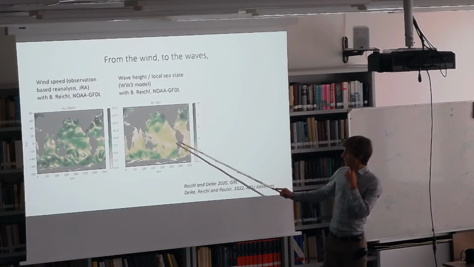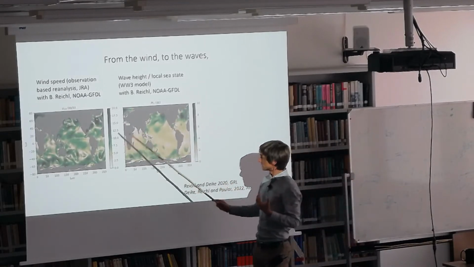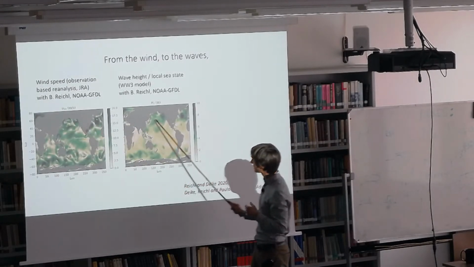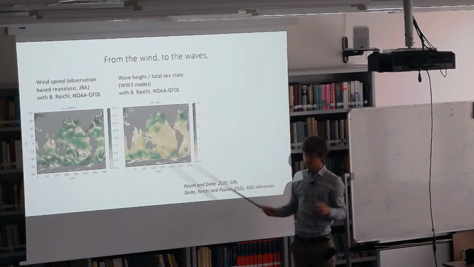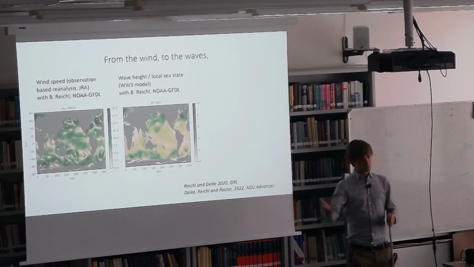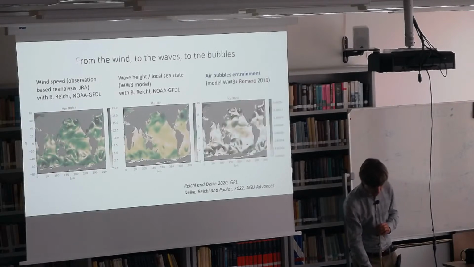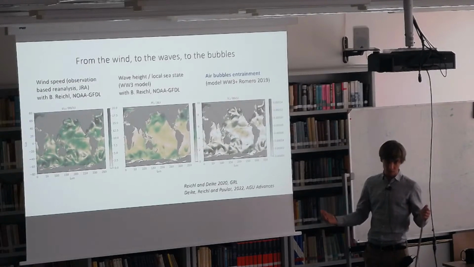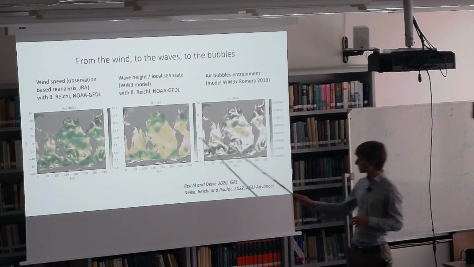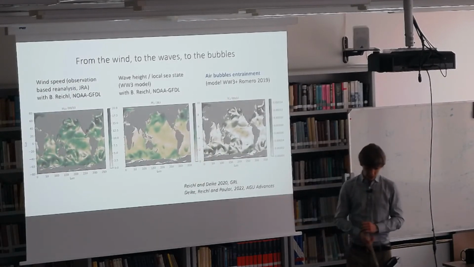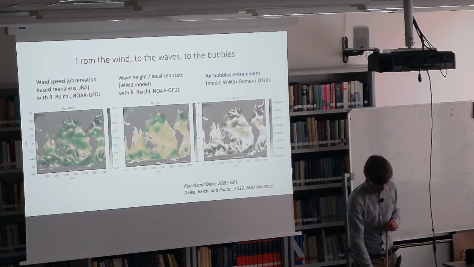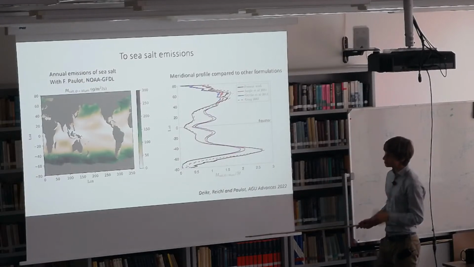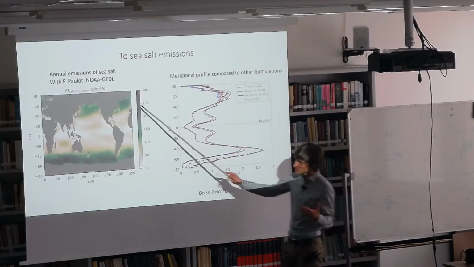Here you have typical pictures of these things. You have strong winds at higher latitudes, and associated with strong winds, you have strong waves. Then with the framework we talked about, from that we can compute air entrainment, so you can have an idea of your bubble population by associating your wave field with your air entrainment property. And then you can produce emission of sea salt. So this is a global map.